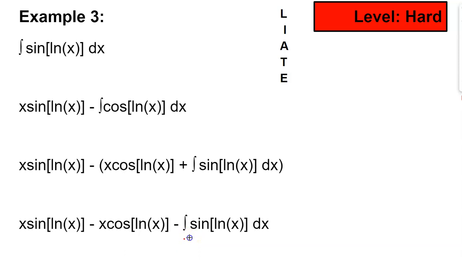But not only that, this function, sine of ln of x dx, is exactly what we started off with. So if you keep using integration by parts here, you're actually going to go in an infinite loop. Kind of crazy, right? So what do we do from here? How do we escape this loop? Let's go on to our next page so we have more space.